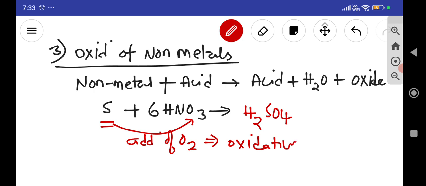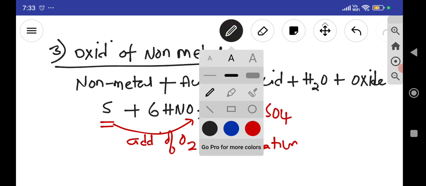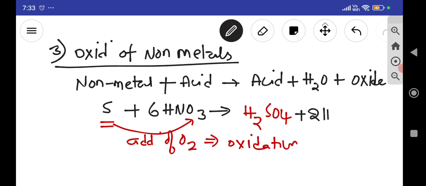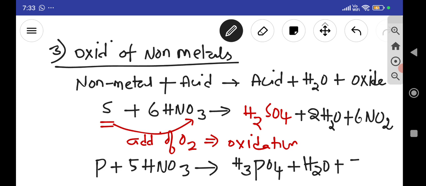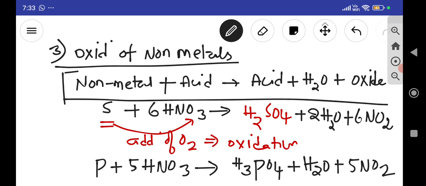So sulfur gets converted into sulfate, that is H2SO4, and you get oxidized. Then water along with an oxide of nitrogen, that is NO2, is formed. You can take another example: phosphorus with 5 moles of HNO3 gives, now phosphorus is converted into phosphate, so H3PO4 phosphoric acid you get with water and NO2. So always we have to remember the general equation, and according to that we can write examples.